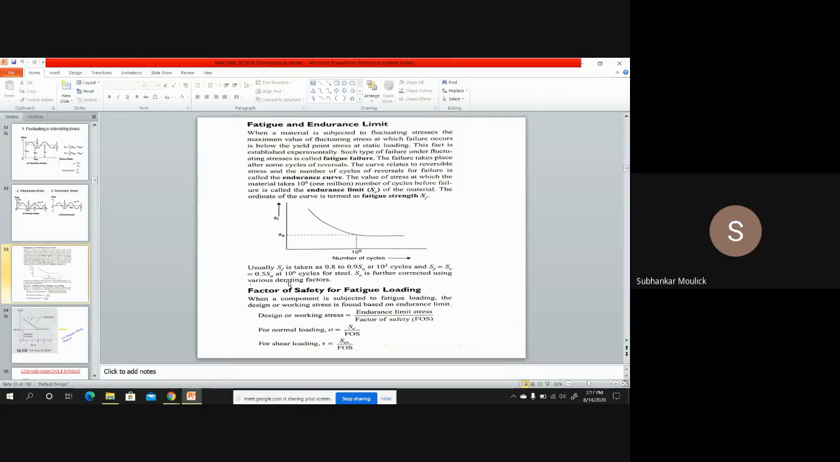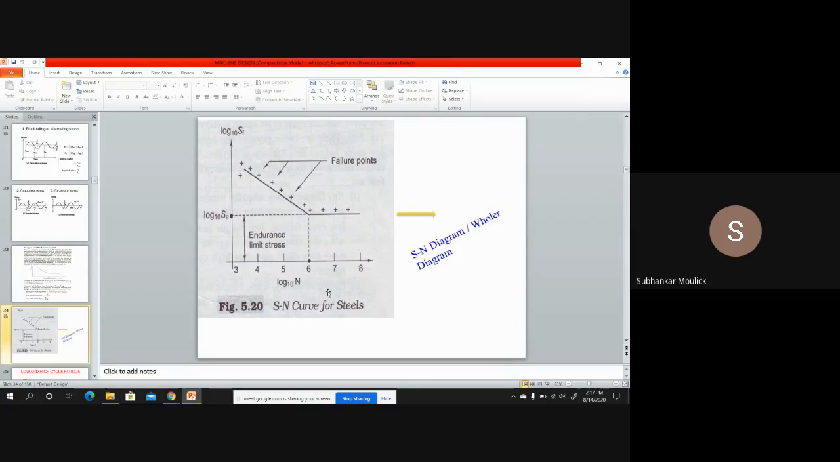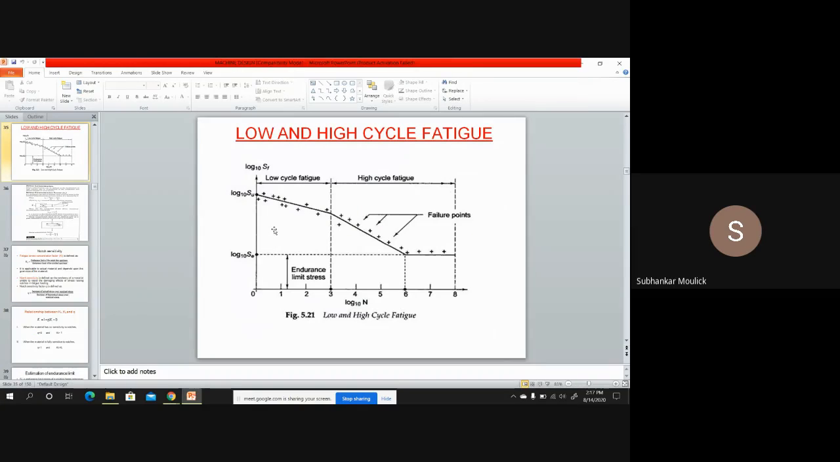Then we saw what we mean by fatigue limit or endurance limit, what is an SN diagram, how it will look like, and this is the SN diagram for steel. After that, we also classified the SN diagram into two types: one part is called low cycle fatigue, another part is called high cycle fatigue. If failure of any component occurs up to 10 to the power 3 cycles, it is known as low cycle fatigue.